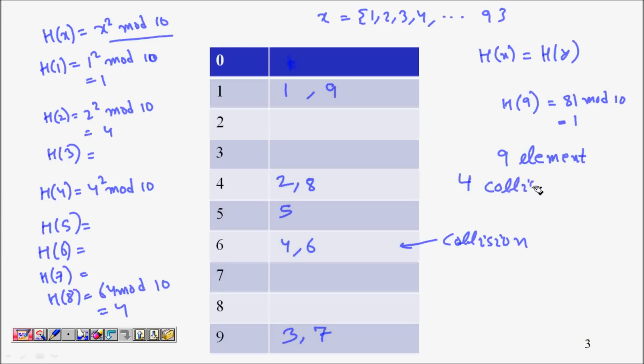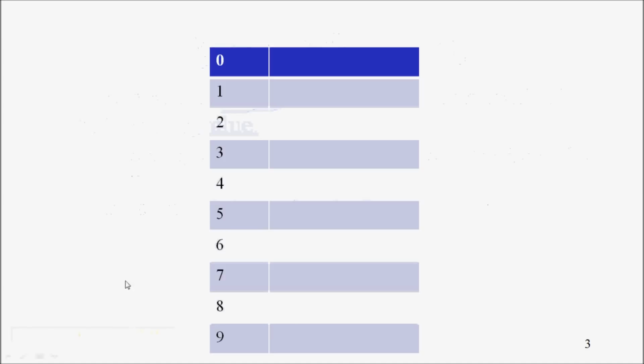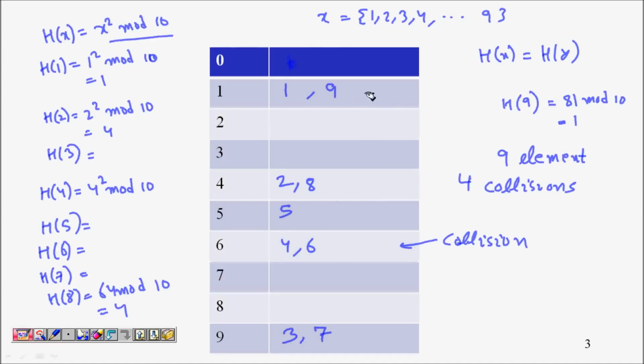Now the question is how to handle these collisions. There must be some ways, and in fact you have to handle them for a hash table to be useful. So what do we do? The first idea is known as separate chaining. What is separate chaining? The idea is to keep a list of all elements that hash to the same value.